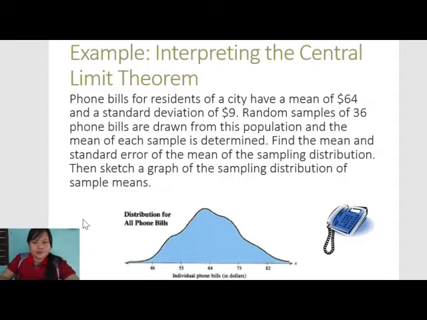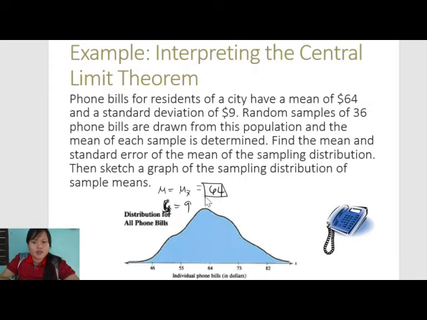So, we can identify the mean. The mean is equal to the mean of the sample, which is equal to 64. Then standard deviation of 9, but that's for the sample. It's just s. So, the random samples of 36 phone bills are drawn from this population and the mean of each sample is determined. Find the mean and standard error.